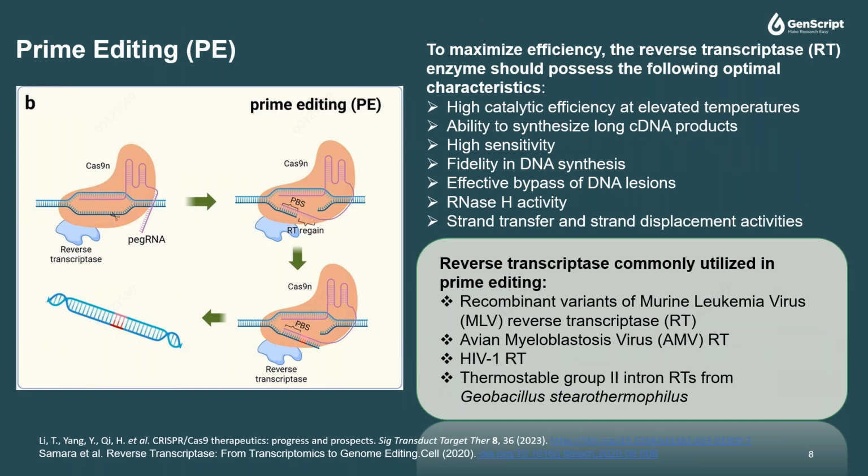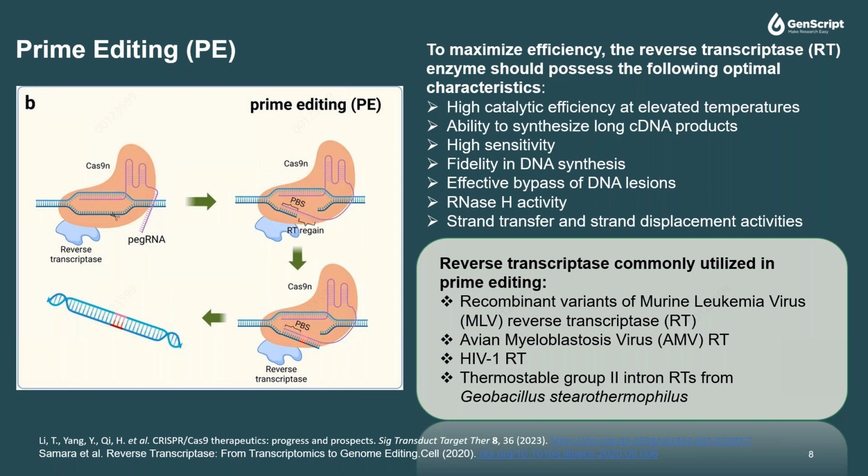Next, I will introduce prime editing. First, prime editing requires an nCas9 and a reverse transcriptase. After Cas9 creates a nick on the template, the pegRNA, which is this one, pairs with the template. And under the action of reverse transcriptase, a reverse transcription reaction occurs, allowing for the insertion and editing of longer segments.